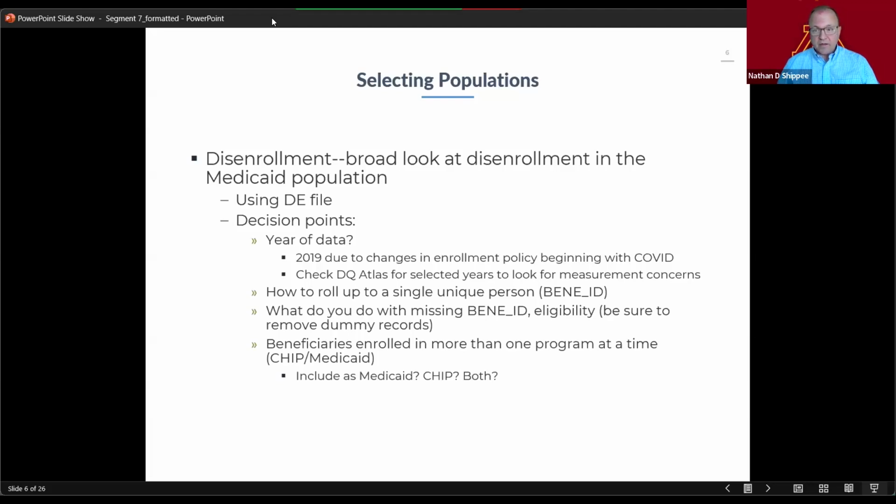I don't believe we ran into any problems with the enrollment because enrollment itself is a fairly straightforward measure. Now, if you were looking at things that are happening in the OT file or other things, there may be some other issues. And yes, there are some issues that do come up, if you look in the DQ Atlas, based on the completeness of some of the variables we wanted to look at.